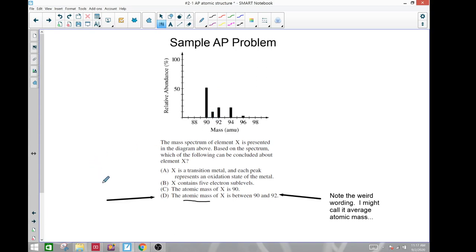Okay. Other things here we just don't know, right? This is a transition element. We don't know the number of protons, so we can't tell what type of element it is. We know nothing about electrons. Nothing about the average atomic mass is 90. No, it's not. That's the mass number of this type of atom right there. Note the wording.